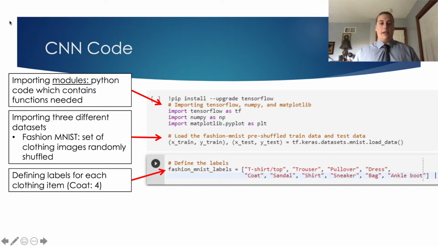And I imported 3 data sets. In this case, it's the Fashion MNIST, and that's just the randomly shuffled clothing images. And then I defined labels for each of the clothing items. So in this case, t-shirt and top was 0, and then coat would be at index 4.